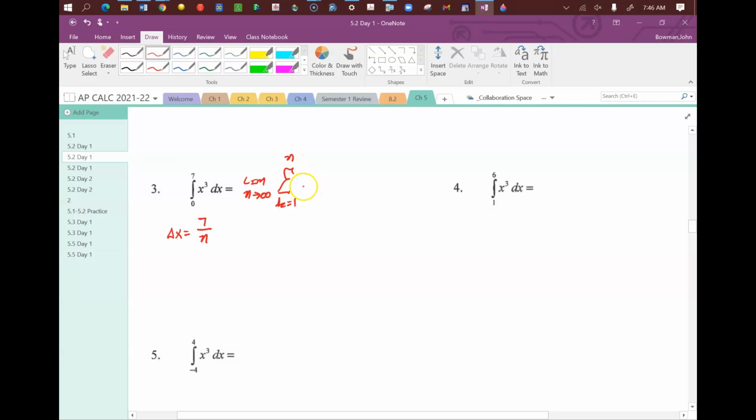The function is going to be x cubed, so we're going to have some expression in there. We're going to cube it, and then we're going to multiply by 7 over n. And again, our initial value plus delta x, 7 over n times k. Now you can drop the 0, and that would typically get dropped. I'm just putting it in there repeatedly so that you can see the pattern.